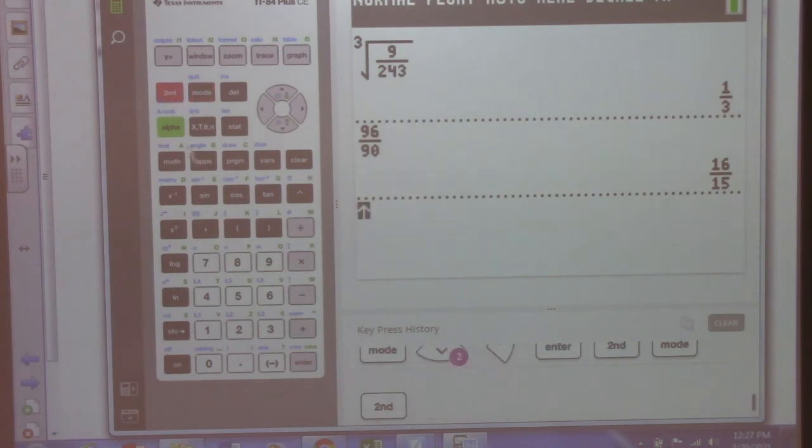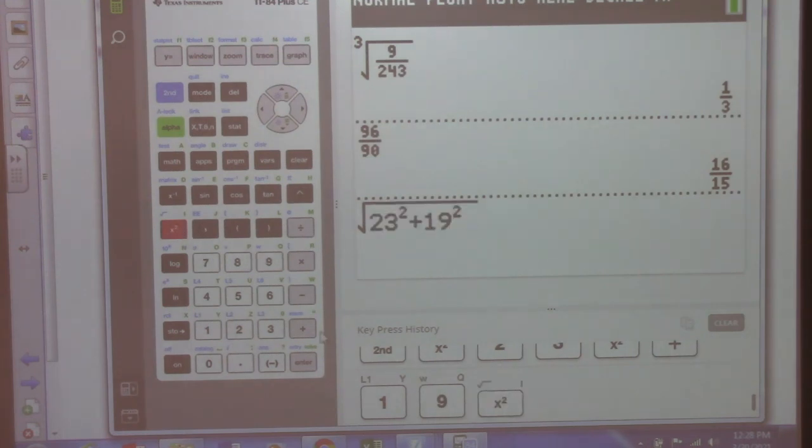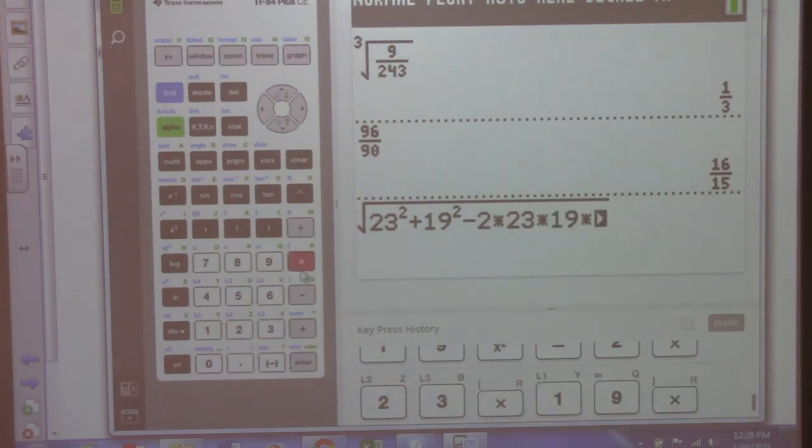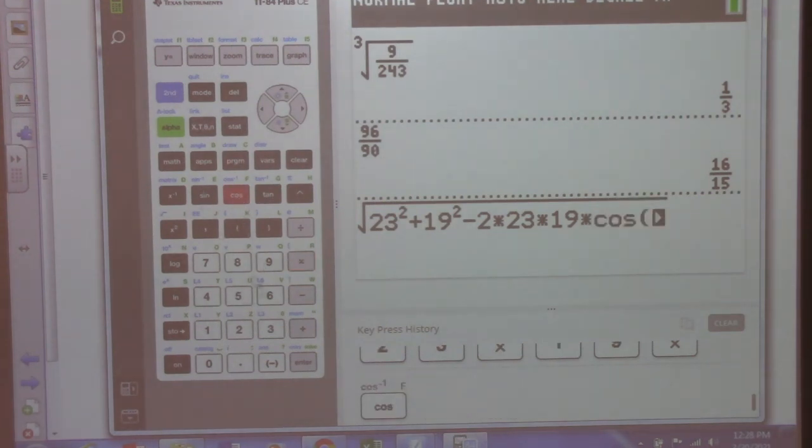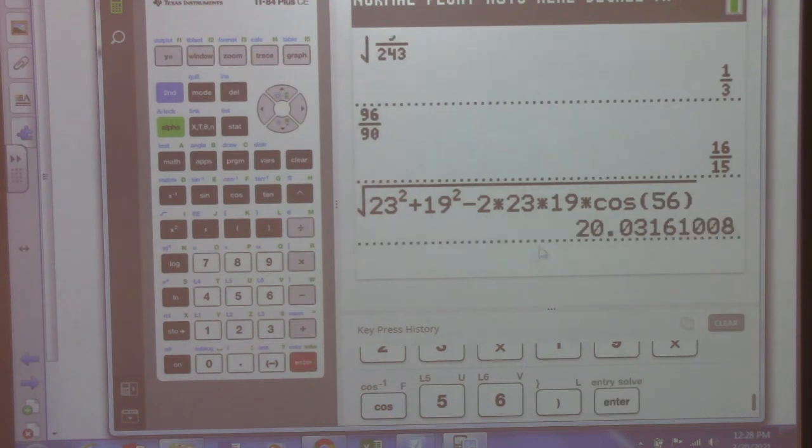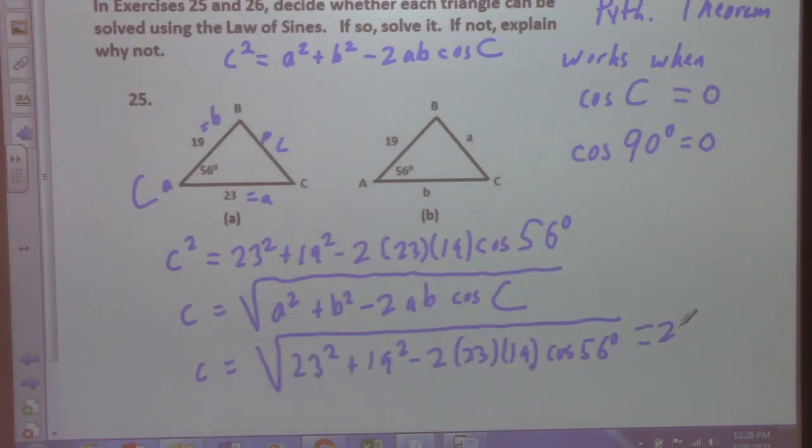So we go here, and I'm going to press second alpha, and 23 squared plus 19 squared minus 2 times 23 times 19 times cosine 56 degrees. There we have. So that will be it. So 20.032, right? So C equals 20.032. And once you have that, you can use law of sines to solve for your other angles, right? Actually, you can use law of sines once, and the last one you can solve by subtracting. So I'm not going to take time doing that.